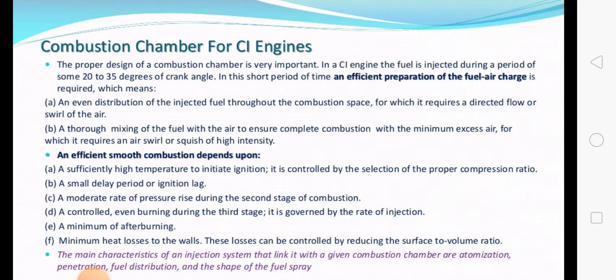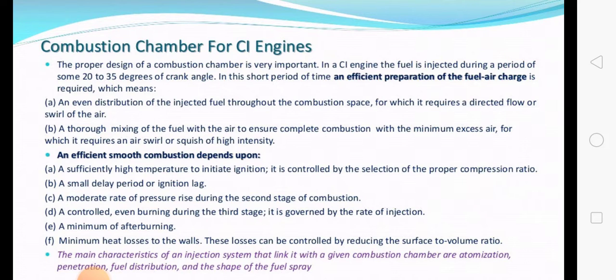For what is it required? For even distribution of the injected fuel through the entire space of the combustion chamber. So it requires a directed flow of air, and a thorough mixing of fuel with air to ensure complete combustion. Abnormal combustion does not take place if there is proper mixing of air and fuel in the combustion chamber. Smooth combustion depends upon a small delay period or ignition lag. If the ignition lag is small, then there is smooth combustion.